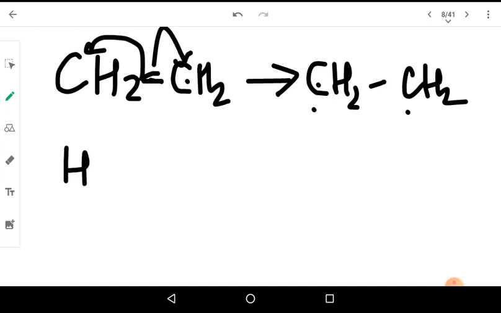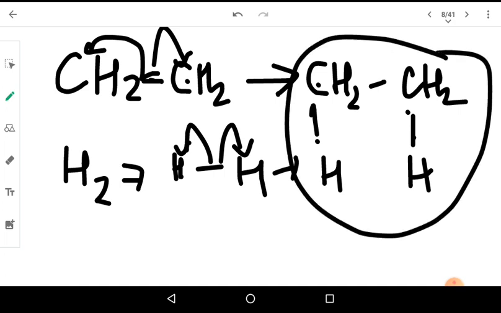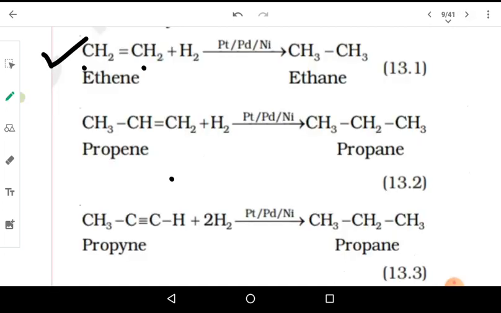Now let us take hydrogen, H2. H2 will also undergo homolytic cleavage and form two hydrogen free radicals. One hydrogen free radical will come over here and another will come over here. So let us join these two with a single bond, and what we're getting is known as ethane. So we got ethane here, and this is the method of hydrogenation. So what was the mechanism that was followed? The mechanism that was followed is nothing but free radical addition reaction.